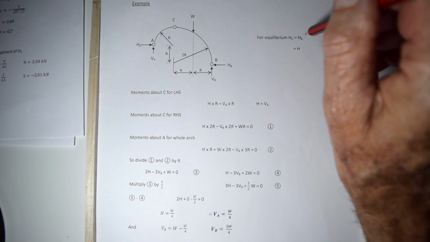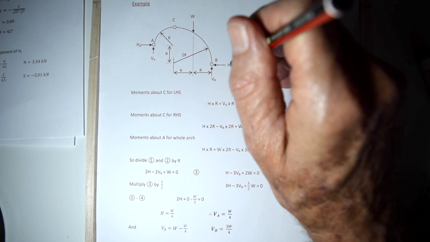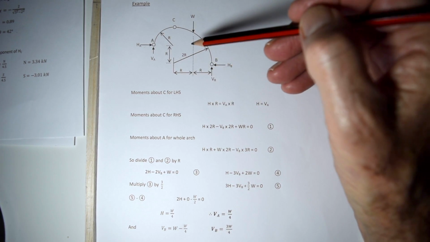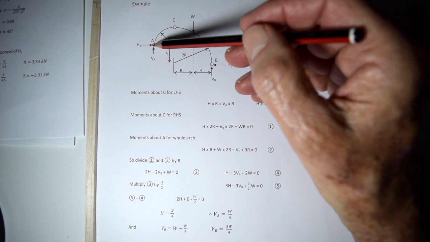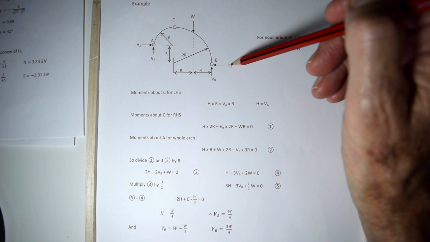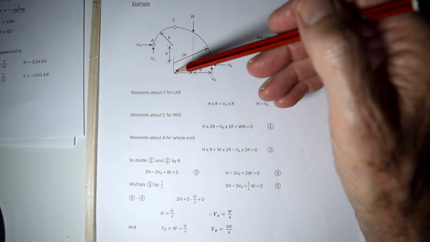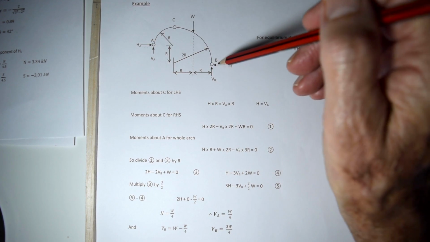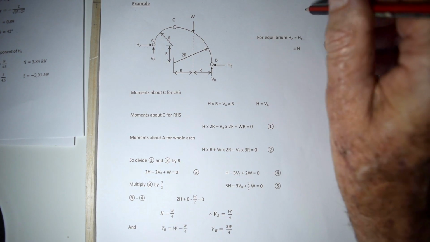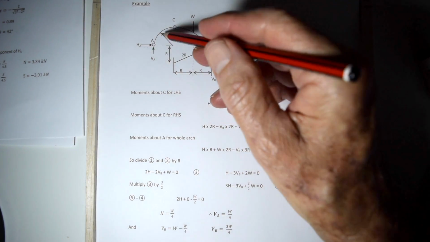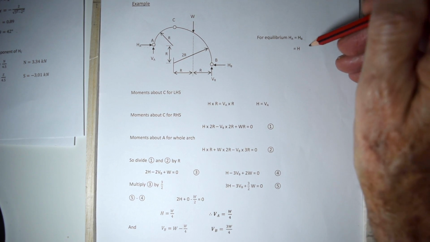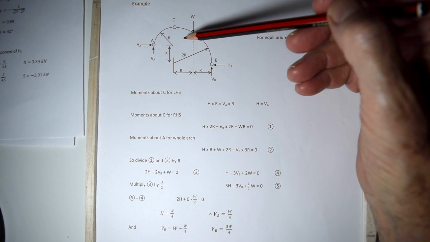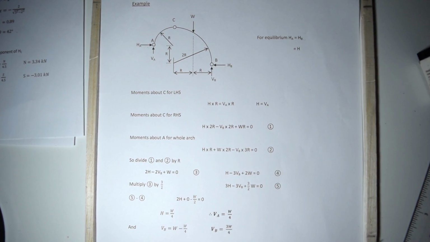You can start off by saying for equilibrium, HA must equal HB, because that's a given. In any of these arches, and I said this at the outset today, the horizontal force acting that way must be exactly the same as the horizontal force acting that way. Otherwise, you have a problem and this arch is going to travel across the countryside. So for it to stay in this place, they must equal each other. And so you can write them down like that. You can then simplify them by saying that HA equals HB equals H. You don't have to write the A's and the B's. So what we do, first of all, we take moments about C for the left-hand side.